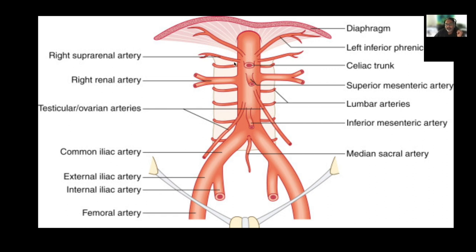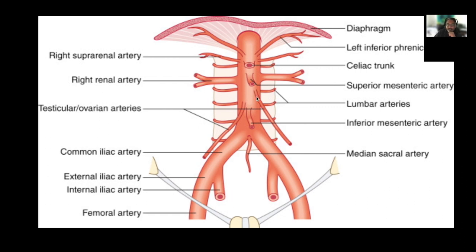But then there are three unpaired branches in the aorta, and those unpaired branches are the ones that supply the GIT, because the GIT itself is an unpaired structure. So the first one is the celiac trunk. Then it's the superior mesenteric artery. And after these two, there is a paired branch, which are the renal arteries. We will be doing the renal arteries also.